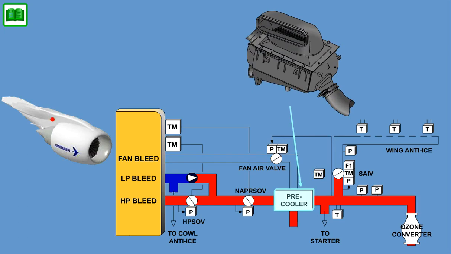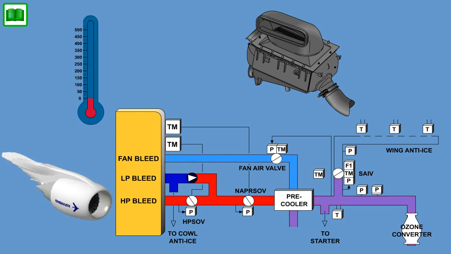The precooler is an air-to-air heat exchanger that cools bleed air by fan air when the fan air valve is open. The precooler provides outlet air temperature at 400 degrees Fahrenheit, 204 Celsius, under normal operating conditions, 450 degrees Fahrenheit, 232 Celsius, during single-engine anti-ice, and 450 degrees Fahrenheit, 232 Celsius, and 500 degrees Fahrenheit, 260 Celsius, for less than 2 minutes under failure conditions.